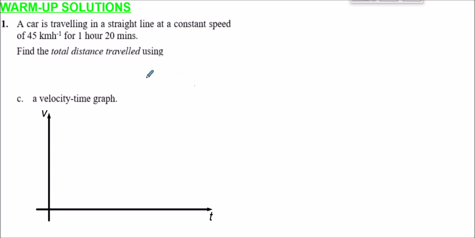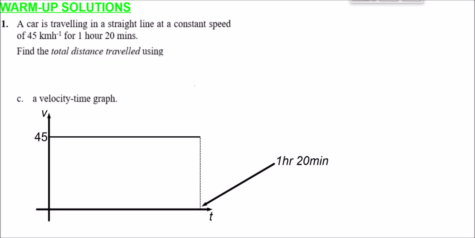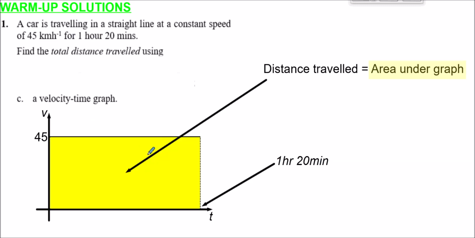We can then add in our straight horizontal line of speed at 45 and put the upper bound of t where we're interested in it being, which is 1 hour 20, where this constant speed presumably ends. And then remember that the area under this graph equates to the distance travelled, which I've coloured here in yellow.